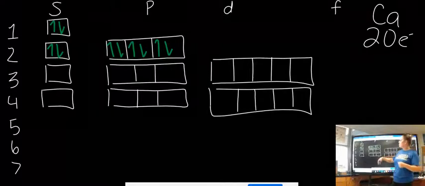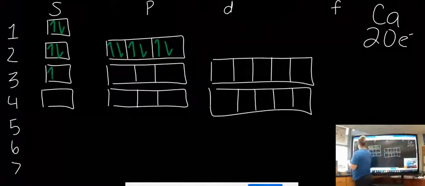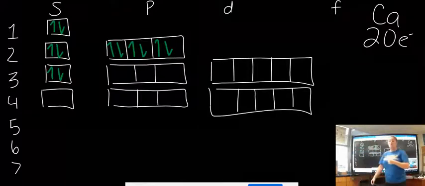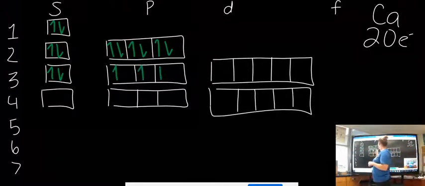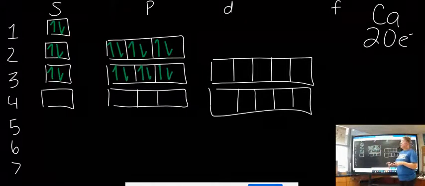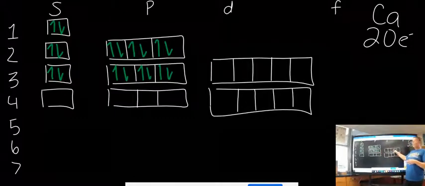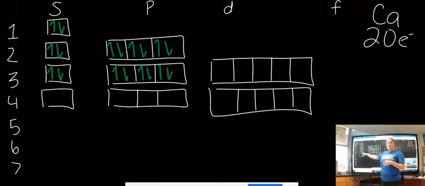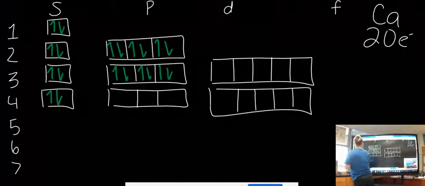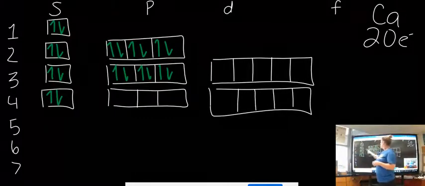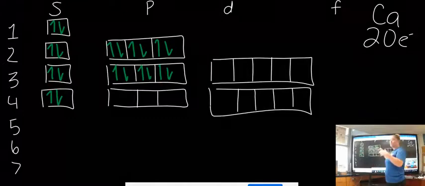So we move down to energy level 3. We first fill S, 11, 12. Then we fill P, 13, 14, 15, 16, 17, 18. We have to skip the D because we don't fill D until we fill another S. And then that's 20, right? 2, 4, 6, 8, 10, 12, 14, 16, 18, 20. We filled 20. That is the electron configuration for calcium.